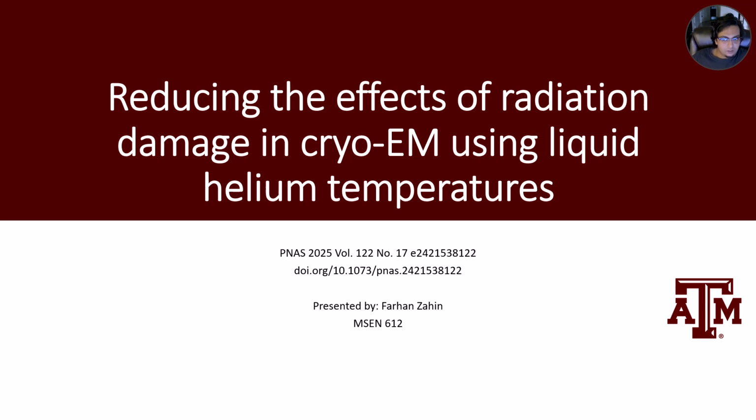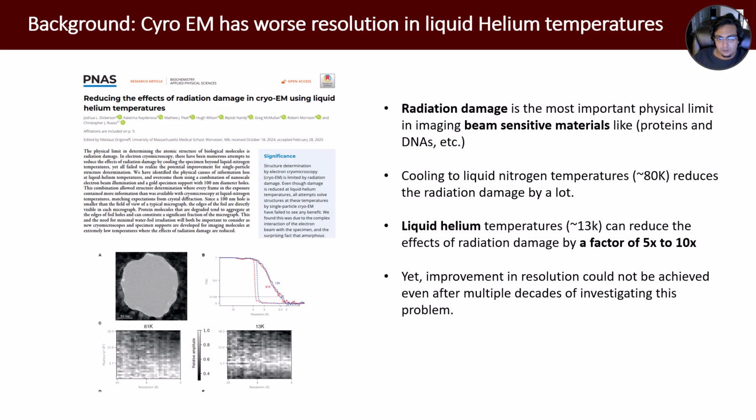Hi, this is Farhan, and I'm going to be presenting "Reducing the Effects of Radiation Damage in Cryo-EM at Liquid Helium Temperatures." This paper came out quite recently, in February, I think, and it's very relevant for anybody who's trying to do cryo-EM. The reason we do cryo-EM is to study beam-sensitive materials like proteins and DNAs. So we cool them down to liquid nitrogen temperatures, and we try to image them.